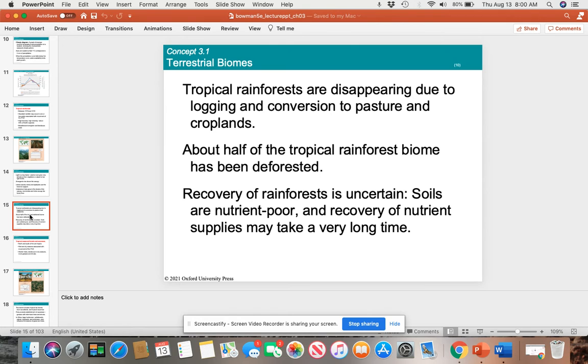Tropical rainforests, their soils are nutrient poor, and that is to be expected because of the intense rainfall. The top layer of the soil is leached, and so the soil is very nutrient poor. Of course, the number one human impact here is deforestation, which destroys habitat.